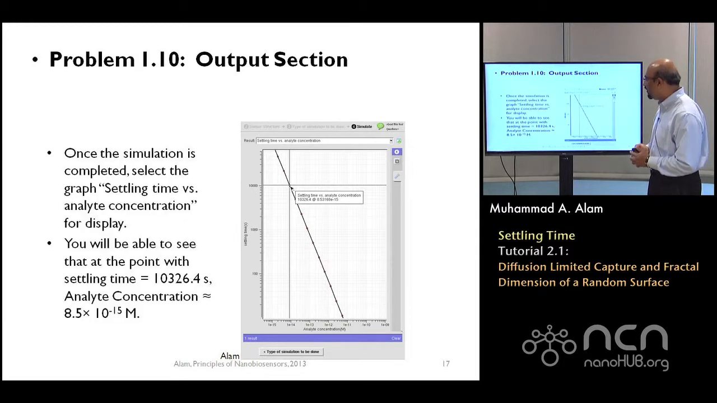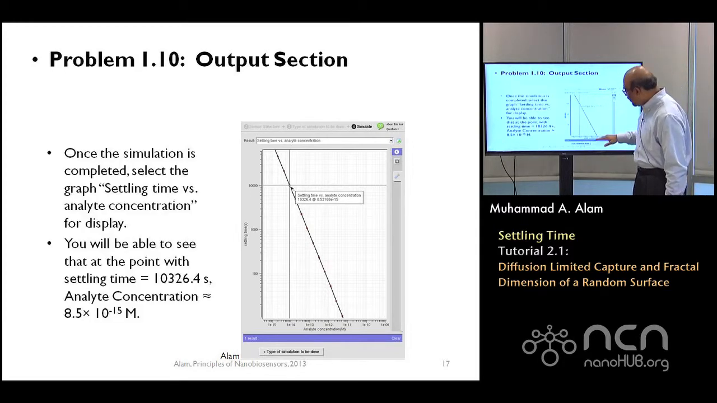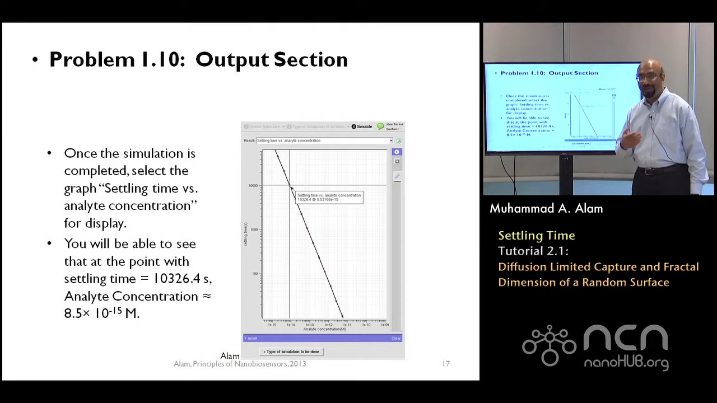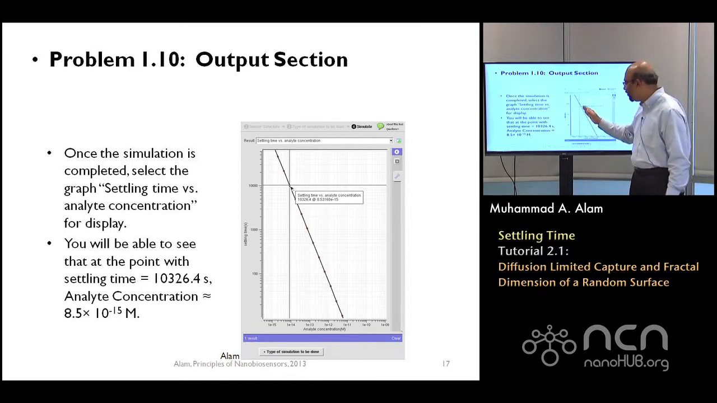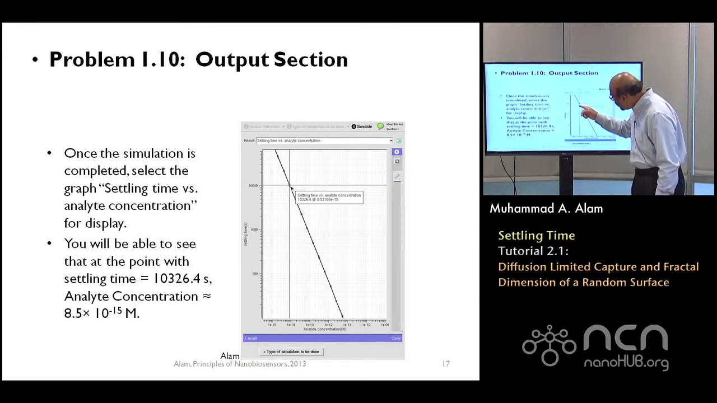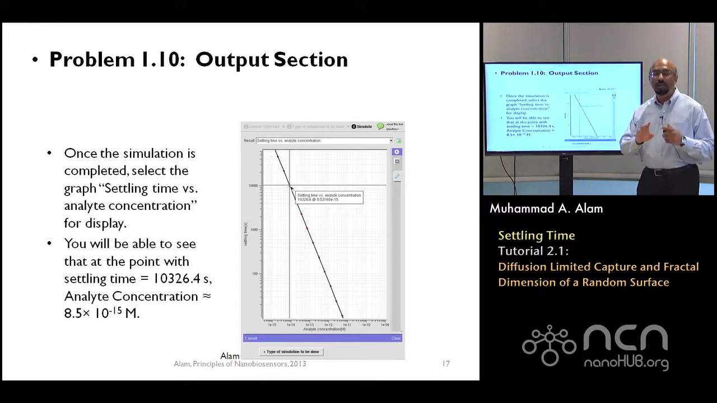Now, the important point I want to make here is that you'll get a curve: lower analyte concentration, longer settling time, slope approximately 1. You remember, right? That this has to go with 3 minus df over 2. df for nanowire is 1, so therefore the slope has to be 1, right? Okay, so this is known. And look at this 10,000 seconds now, because the sensor will be destroyed at that point. At 10,000 seconds, you go down and look at the minimum analyte concentration that you can see, and you can see below 10 femtomolar. You cannot go below 10 femtomolar because the sensors will be destroyed.